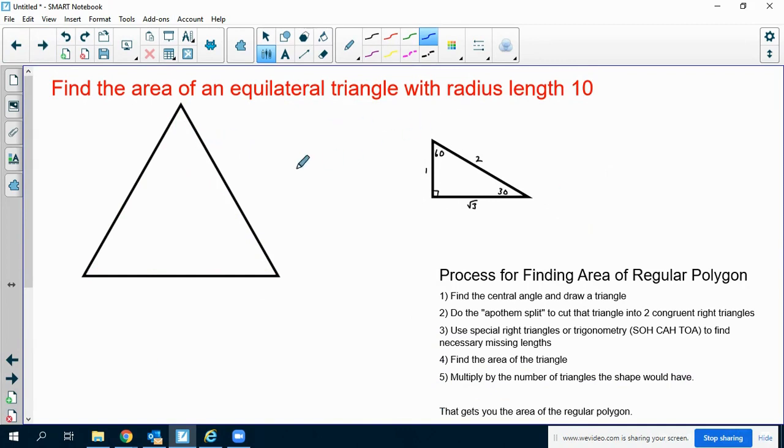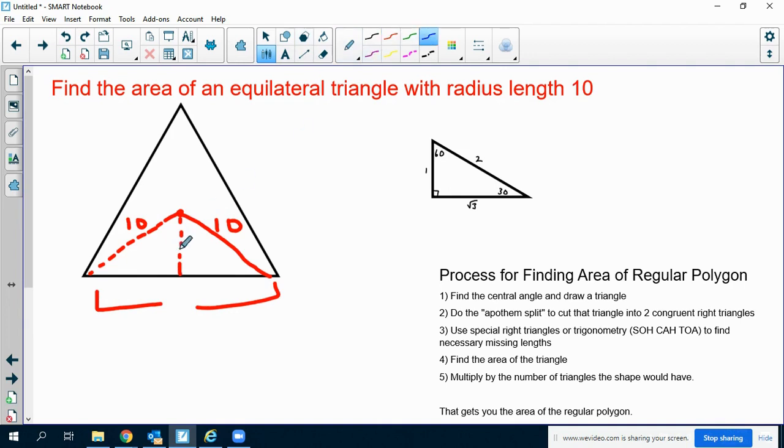Area of an equilateral triangle with radius length 10. So this one's the hardest one. Notice that when we weren't given a radius, I never actually had to find the radius. But in this problem, since I'm given the radius, I now have to find 2 things. So I have to end up finding this length, the base, and this length, the apothem, in order to be able to figure anything out.